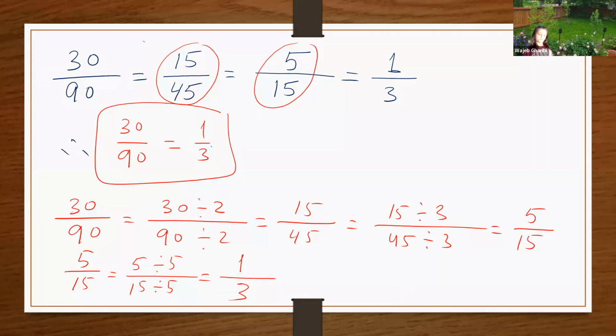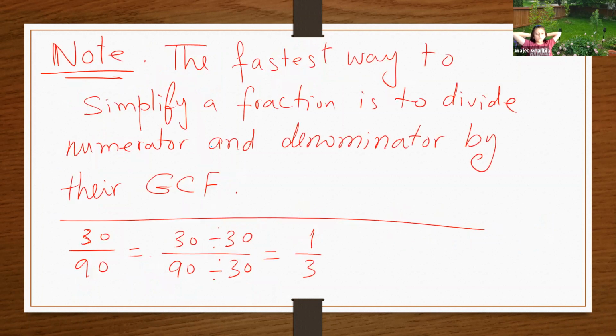But as you see, we divided by 2, then by 3, after that by 5. So is there any other method that is faster or better than this method? Yes. What is that? The fastest way to simplify a fraction is to divide the numerator and denominator by their GCF.